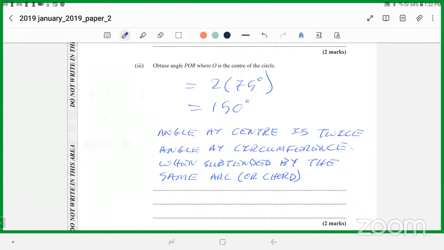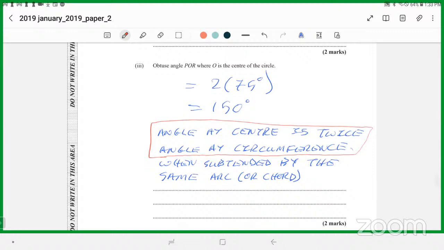Now, if you stop right here, they give it a mark. Angle at center is twice angle at circumference. If you stop it right there, they give it a mark. If you want to finish it, you can add on when subtended by the same chord or same arc. If you stop where I wrote in red, you get the marks just the same. That's the key thing about it.